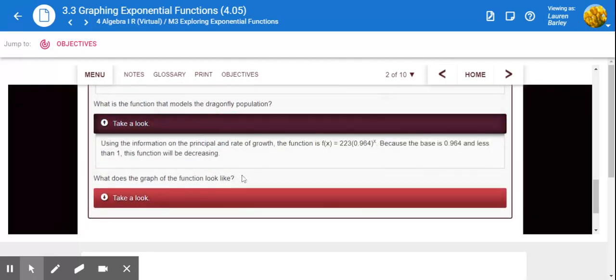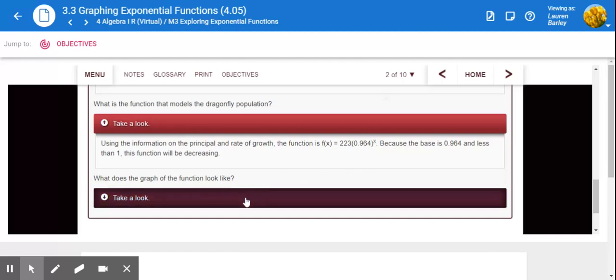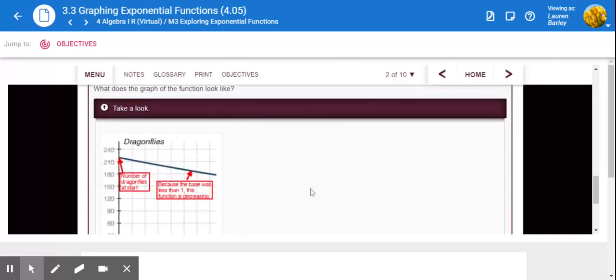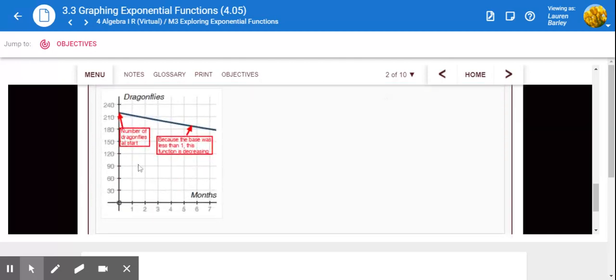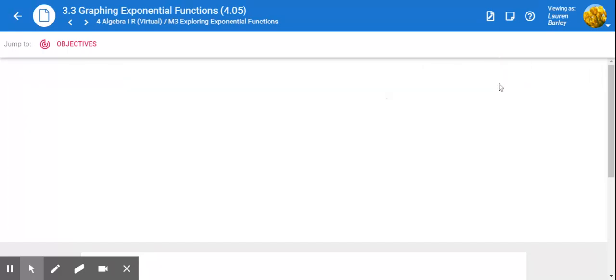Now let's take those pieces and plug them into our function rule. So f of x is going to equal 223 times 0.964 raised to the x power. What will a graph of this look like? Something like this. The number of dragonflies is our y-intercept, how much we started with, and that's where our graph should cross the y-axis. And then because the base was less than 1, this function is decreasing.